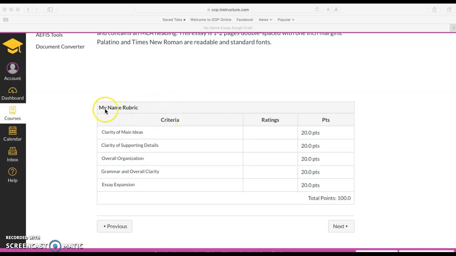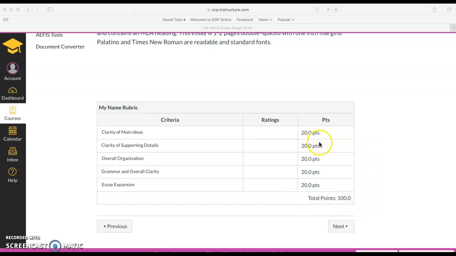So for instance, for this rubric, the first criteria is clarity of main ideas. Your instructor will be looking at whether your main points in your essay are very clear and easy to understand, easy to point out. That is worth 20 points. So you can just go down and look at each criteria as well as the points attached to it, and you'll see that the total points for this assignment are 100.